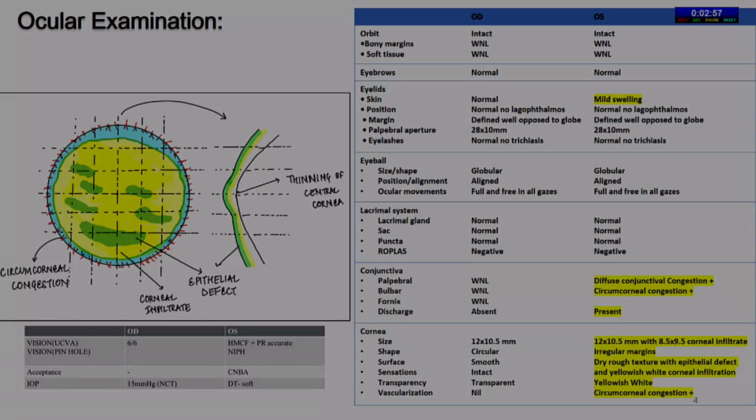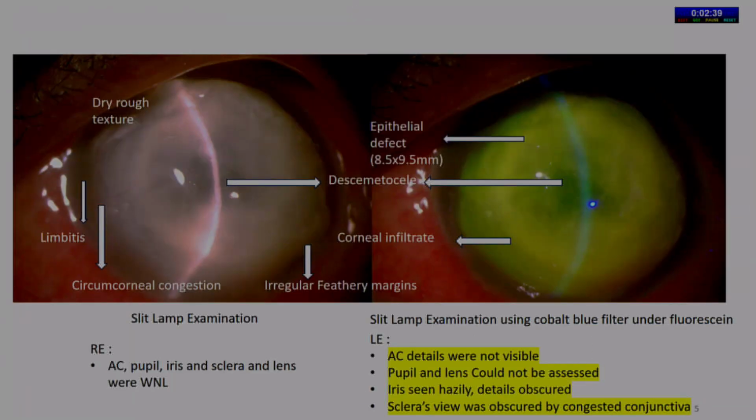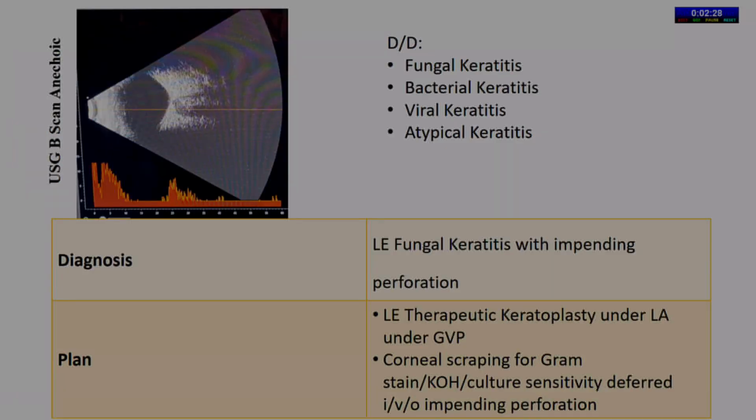The ocular examination also showed left eye mild swelling with diffuse conjunctival and circumcorneal congestion. The cornea had an infiltrate with irregular margins, and the surface was rough, and the infiltrate was yellowish white in color. The slit lamp examination also revealed a descemetocele in the center. The AC details were not visible, and the sclera's view was also obscured by the congested conjunctiva. A diagnosis of left eye fungal keratitis with impending perforation was made, and left eye therapeutic TPK under guarded visual prognosis was planned. Corneal scraping was deferred in view of impending perforation.